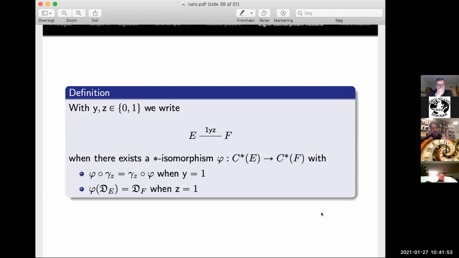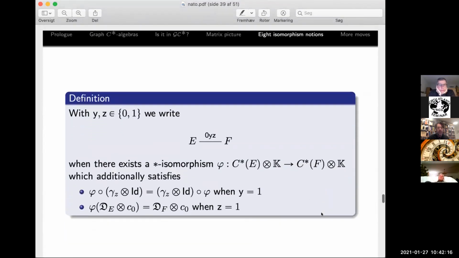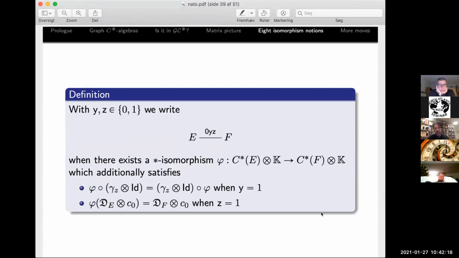So let's first talk about the on-the-nose isomorphism. That's the 1YZ set. There's 4 of those, right? If it commutes with the gauge action, then I put a 1 in the Y position. If it sends the diagonal to the diagonal, I put a 1 in the Z position. So I have these choices. That's obvious.